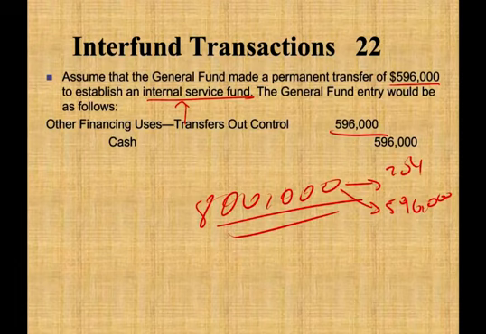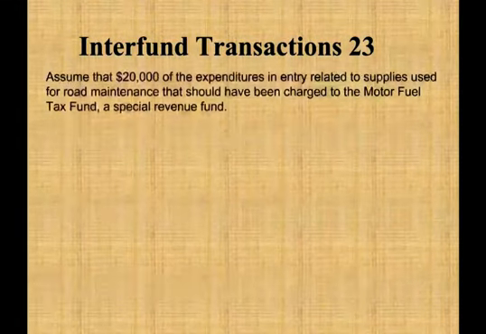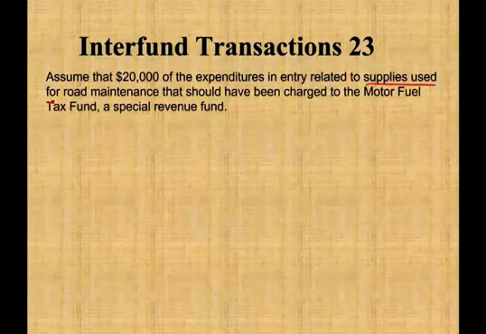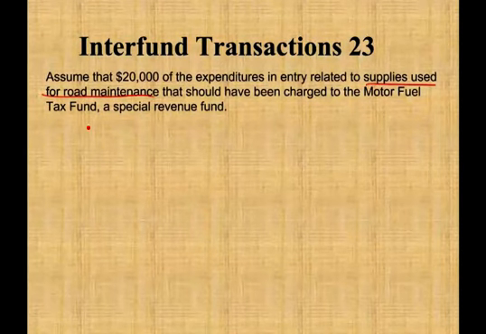To establish the internal service fund is non-reciprocal, but when they provide us services, they're going to charge us. We're going to consider it reciprocal. More interfund transfers. Assume 20,000 of the expenditure in the entry related to supplies used for road maintenance that should have been charged to the motor fuel tax fund.